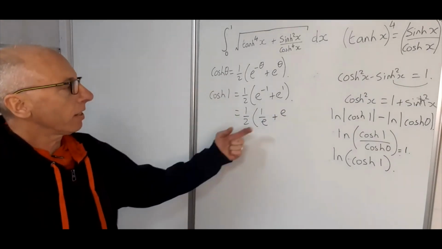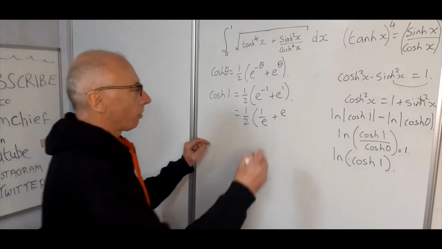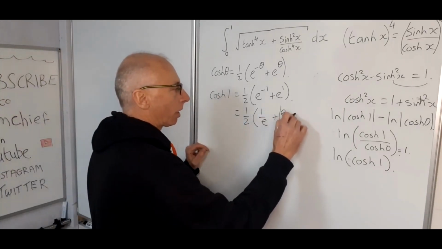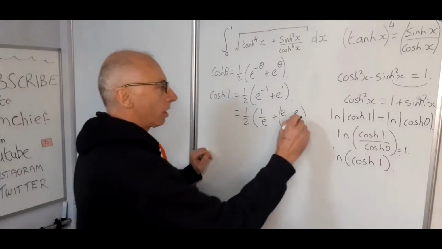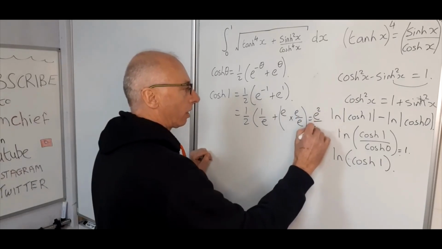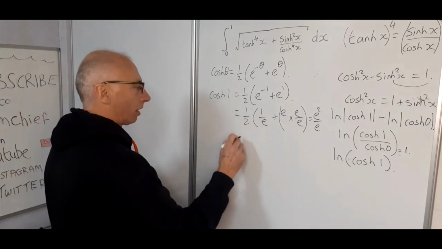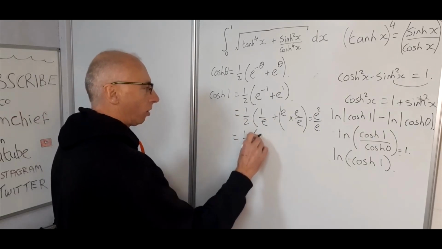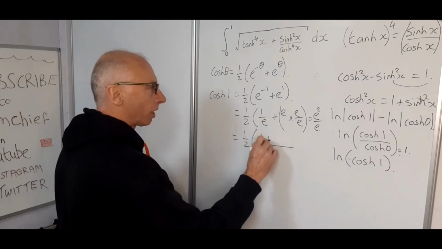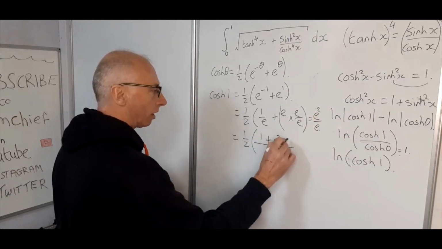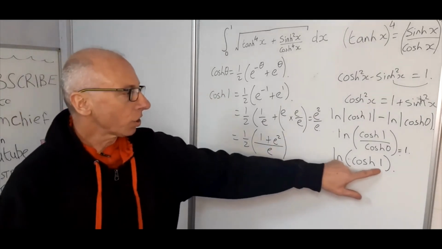Okay, let's see if we can multiply top and bottom by e on this side. So if we take this and multiply it by e over e, that just becomes 1, and this becomes e squared over e, so it's still e. So now we've got a common denominator, so it's 1/2 of 1 over e, and then plus our e squared. And that's basically our cosh of 1.